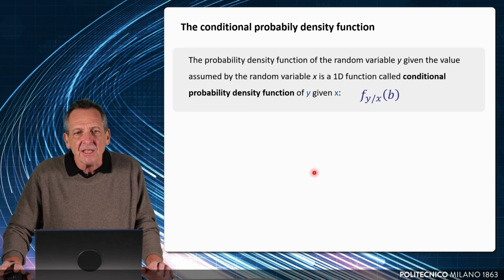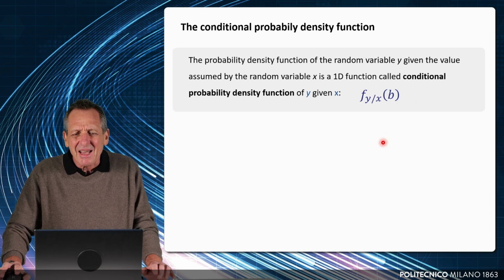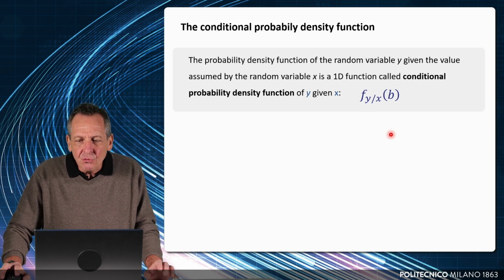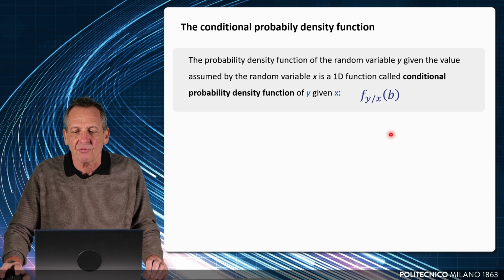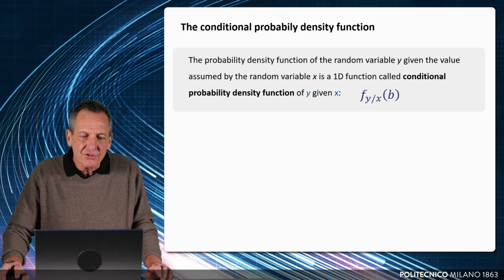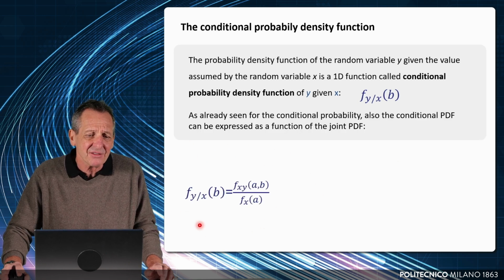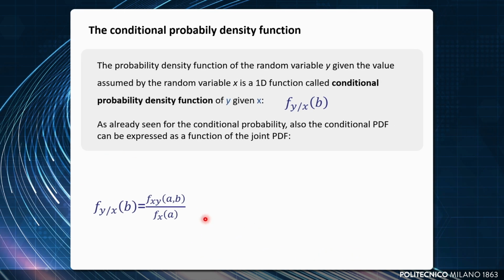Strictly connected to the joint probability density function, there is the conditional probability density function. This is a really important tool in computation of probability and in estimation theory. The relationship between this conditional probability of the variable y given the value of x is this one. It resembles what we have seen for conditional probability and joint probability.